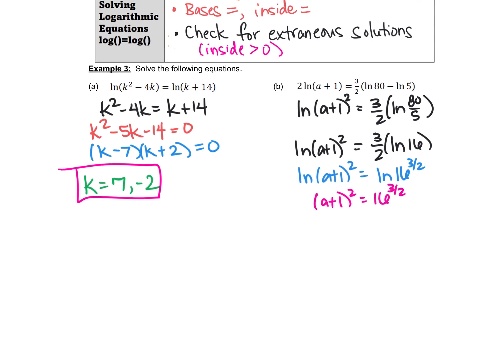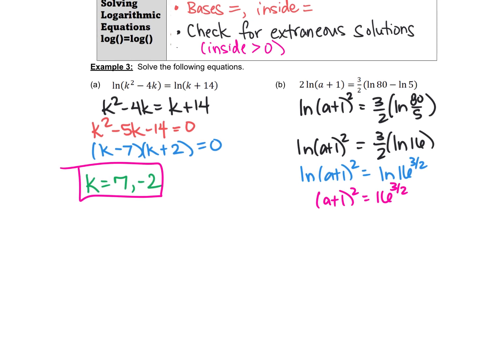Now, we got to remember how to do 16 to the 3/2. It's a number. That's the square root of 16. Then I'm going to cube it. That's what it means. It's the square root of 16, and then we're going to cube it. So what's the square root of 16? And what's 4 cubed? 64. All righty. Now, how am I going to solve that equation?